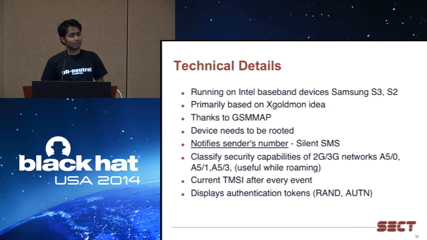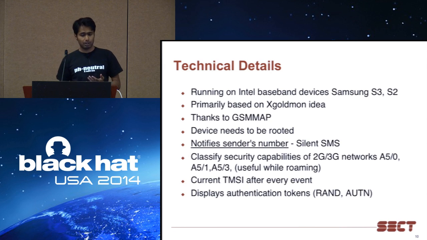The key feature is that it notifies the sender's number for silent SMS. This is essential because, as the Android IMSI catcher detector guys said, it's not trivial to show you the sender's number, because this log never goes beyond the baseband. The number always stays in the baseband. Until you have some access to the baseband logs or some features, you cannot display who sent you this silent SMS. So this is one more parameter we added.